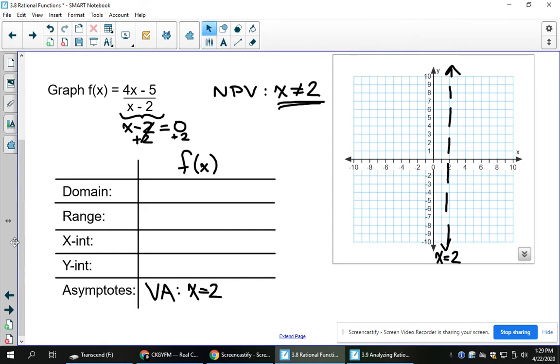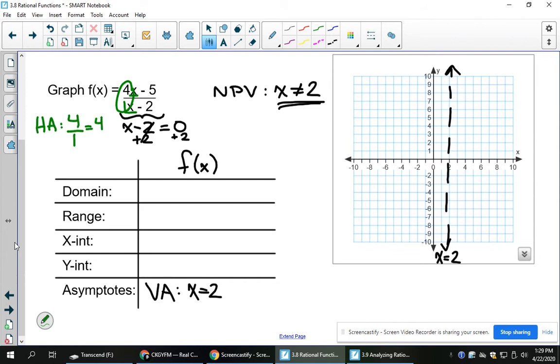Horizontal asymptote is going to be when you divide the coefficients on the biggest exponent x has. The biggest x's I see here are x to the power of 1. I'm going to divide the numbers in front. Secret 1, 4 divided by 1 equals 4. So the horizontal asymptote is the line y equals 4. I'm going to go to where y equals 4 on the graph, and I'm going to draw another asymptote, this time horizontal, and put the equation at the end.